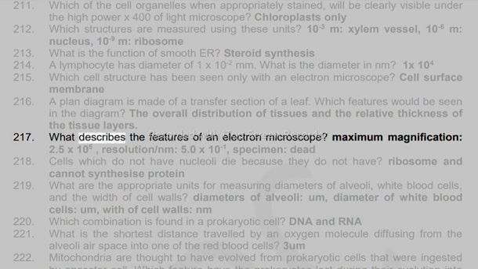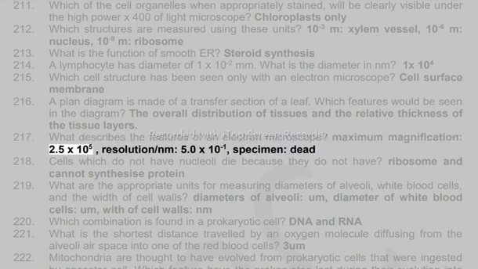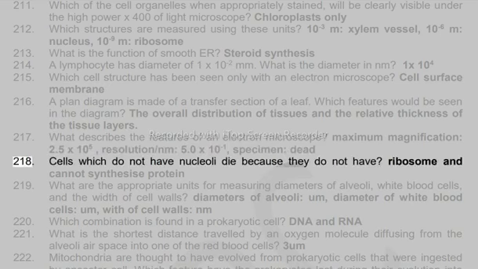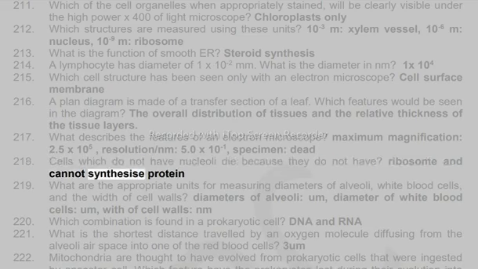217. What describes the features of an electron microscope? Maximum magnification 2.5 x 10^5, resolution 5.0 x 10^-1 nm, specimen dead. 218. Cells which do not have nucleoli die because they do not have ribosomes and cannot synthesize protein.